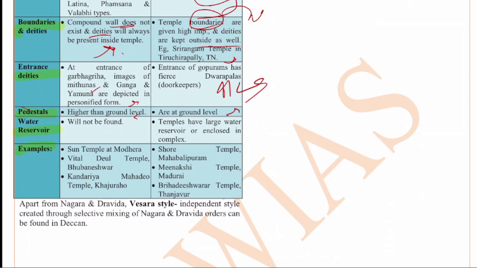And also, no water reservoir will be found in the Nagara, whereas the Dravida style has a water reservoir enclosed within the temple complex. For example, in the Nagara style, you have the Sun Temple, the Vittala Deula Temple, the Kandariya Mahadeva Temple at Khajuraho. In Dravida temples, you have the Virupaksha Temple, the Shore Temple, Meenakshi Temple, Brihadishwara Temple, all of which we can write. Okay. Apart from Nagara and Dravida, you also have the Vesara style, which is an independent style created through selective mixing of Nagara and Dravida. So this we can briefly mention in the conclusion.